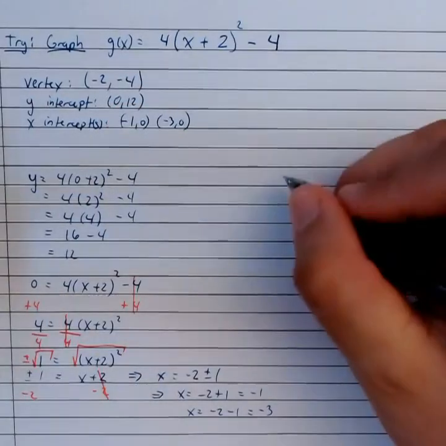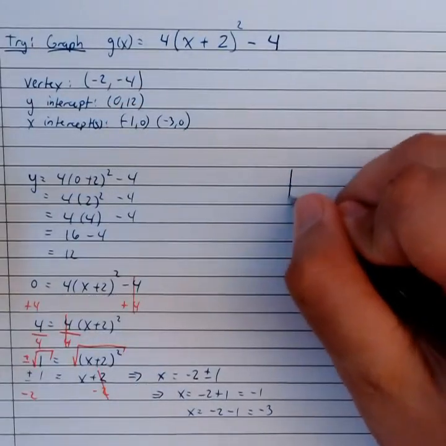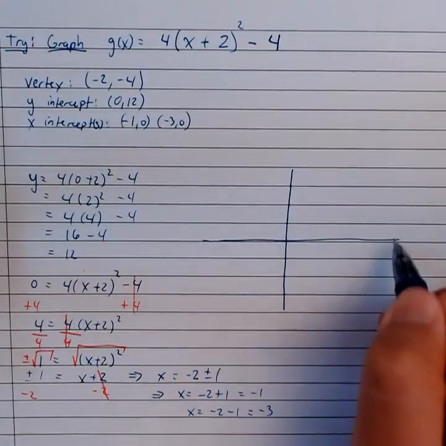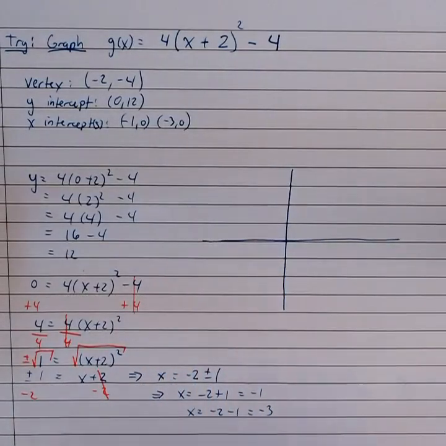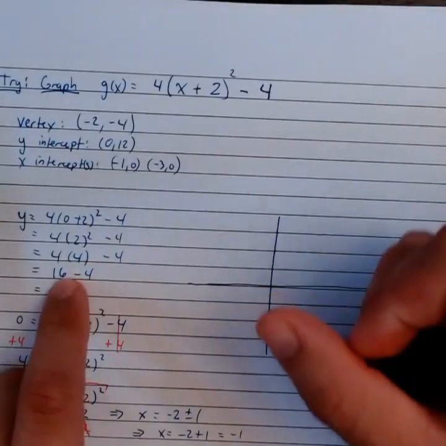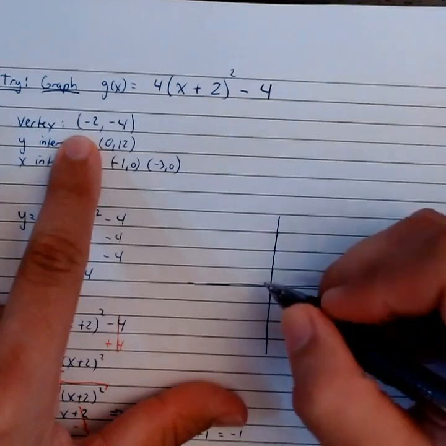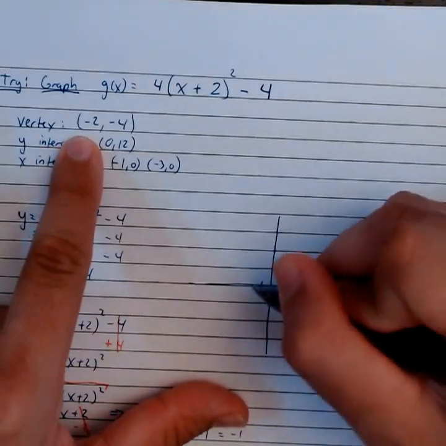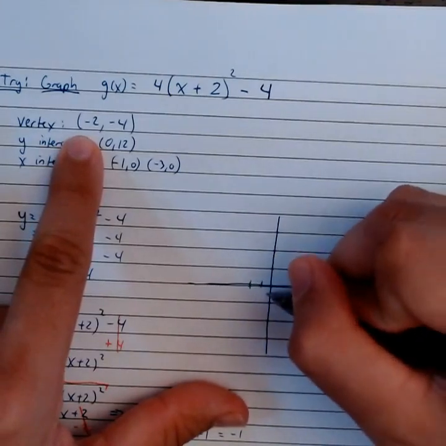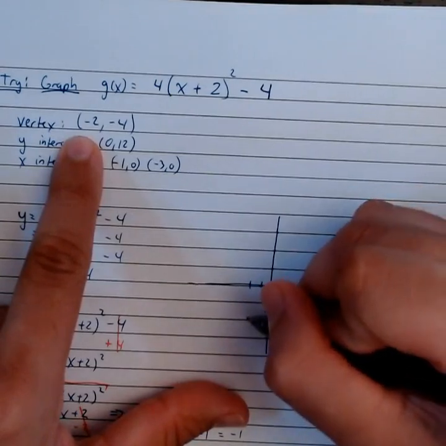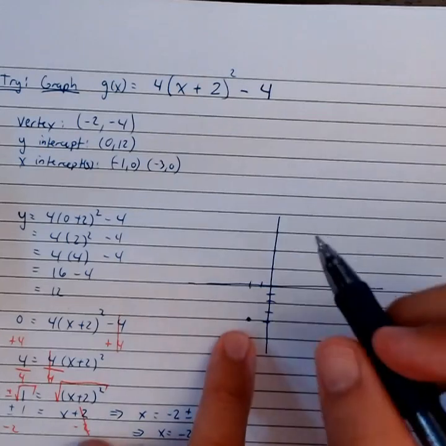So now we can go ahead and graph our parabola. Let's see here. We're going to start off with our vertex, negative 2 comma negative 4. That means we're going to go to the left by 2 and then down by 4. 1, 2, 3, 4. Just like that. That's going to be our vertex.